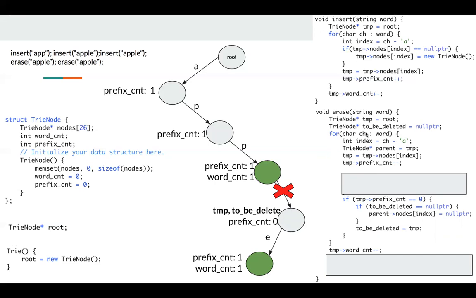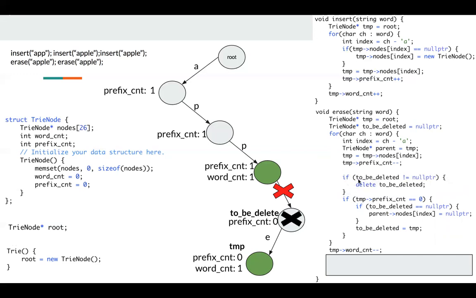Okay, now we continue our for loop. Temp is pointing to the child node here, and we decrease the prefix count. So the prefix count becomes 0. Okay, now temp is here. We can safely delete the to-be-deleted node. So we found to-be-deleted is not null, so we can just delete it. Okay, sounds good. So far, so good. Now the prefix count is still 0, so we set to-be-deleted to be temp. So to-be-deleted points to this node now. Okay, at last, we finish our for loop.